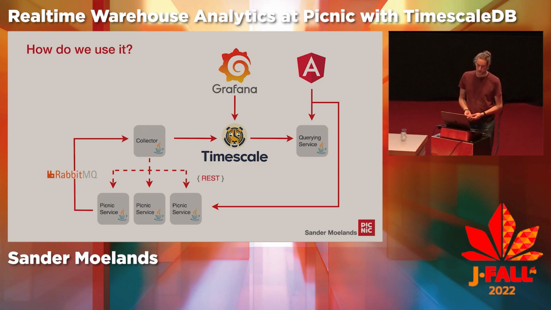Then what we did is we built a collector. The collector basically collects events from RabbitMQ, does any required transformations that we need to do there, and then pushes that to Timescale. So that's basically our feed into Timescale. Optionally drawn, but what could happen is that we still have some REST calls to our services, basically to enrich the data a bit more before we store it in Timescale.